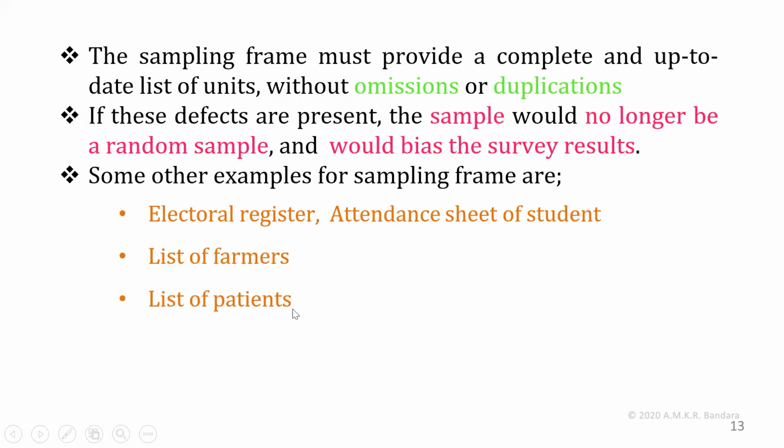If someone wants to study the characteristic of corona affected people, then he needs to get a list of patients, which is called the sampling plane. From that you can select a sample using simple random sampling. That list we call as sampling plane.